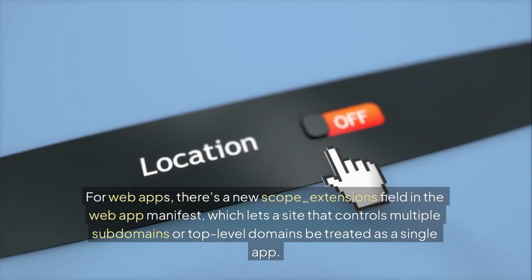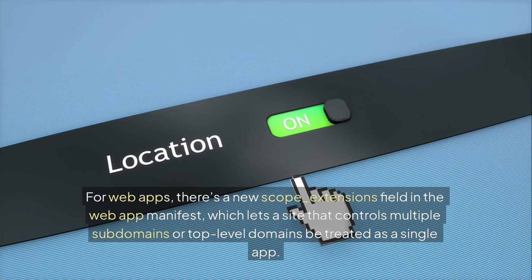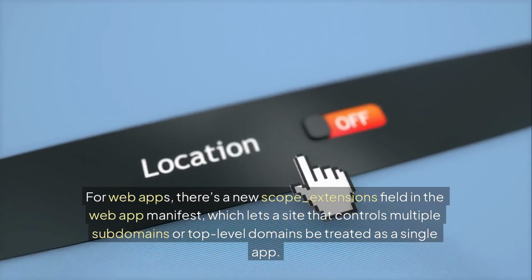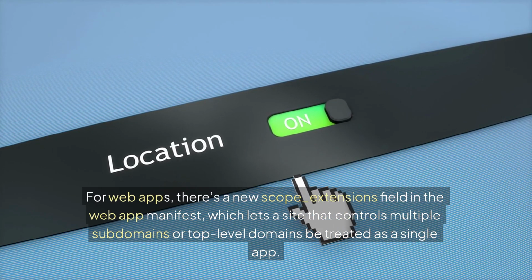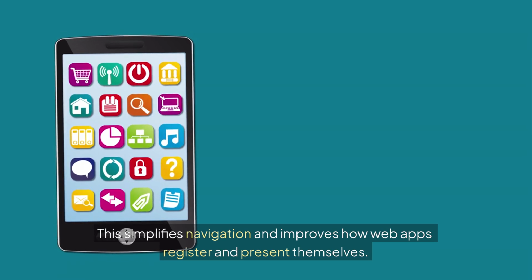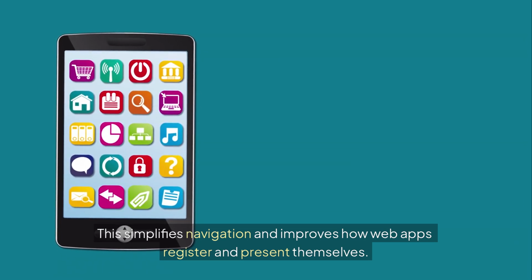For web apps, there's a new scope_extensions field in the web app manifest, which lets a site that controls multiple subdomains or top-level domains be treated as a single app. This simplifies navigation and improves how web apps register and present themselves.